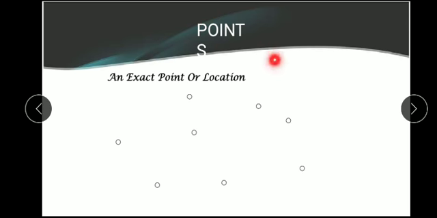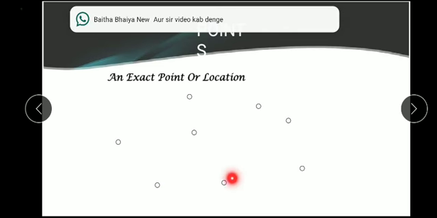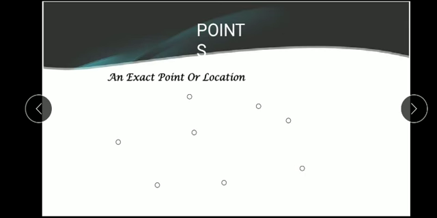Now points. If I ask you what is a point, we have to say it is an exact location. You can see here exact point or location. You can see we have so many points: 1, 2, 3, 4, 5, 6, 7, 8, 9.